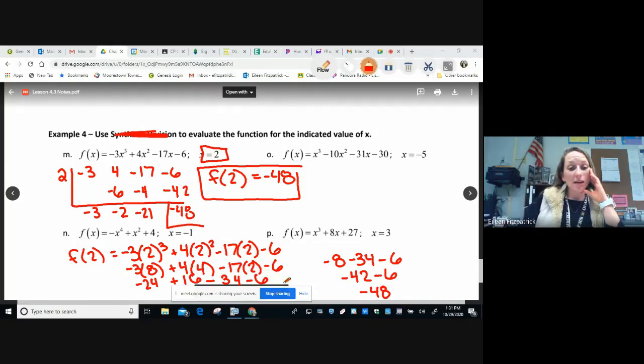Well, they're just saying instead of plugging the value in, use synthetic division. And when you use synthetic division, the remainder is what it would evaluate to. All right, you don't have to do both methods. I just wanted to show you.